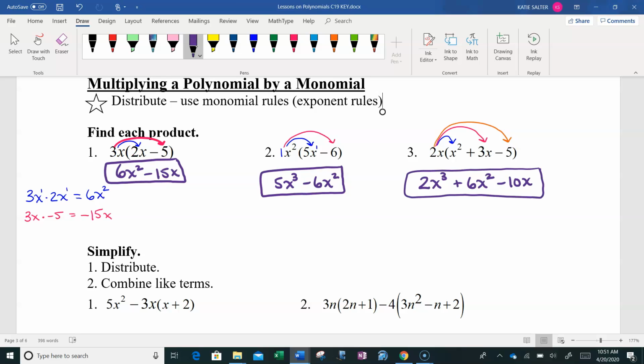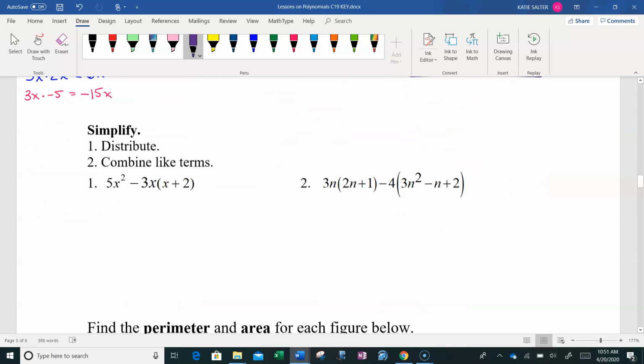All right, sometimes when we have these problems, we're going to have to distribute and combine like terms. So let's see what that looks like when that happens. So looking at this next problem here, we have this 5x squared up in the front. Guys, this 5x squared is not being multiplied by anything, so we just want to copy it down just like it is. However, then we have this negative 3x times this binomial of x plus 2.